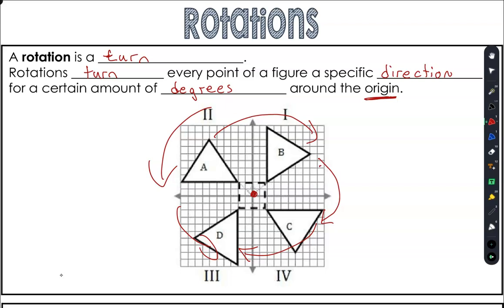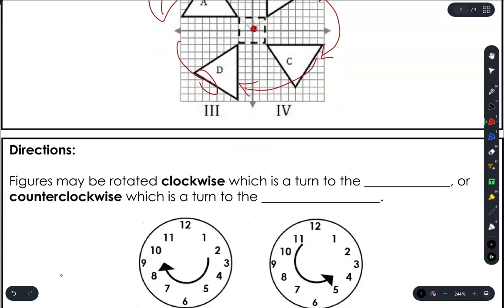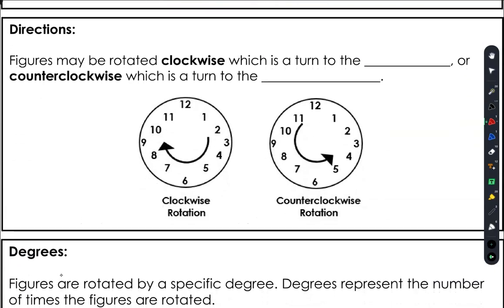So how do you know what that's called? Well, you can say right or left, but another way to say it is with clockwise or counterclockwise. So figures may be rotated clockwise, which is turned to the right, or counterclockwise, which is turned to the left. When you turn it clockwise, it's like a clock: 1, 2, 3, 4, 5, 6. It's turning to the right. But counterclockwise will go in the opposite direction: 11, 10, 9, 8, 7. It's turning to the left.